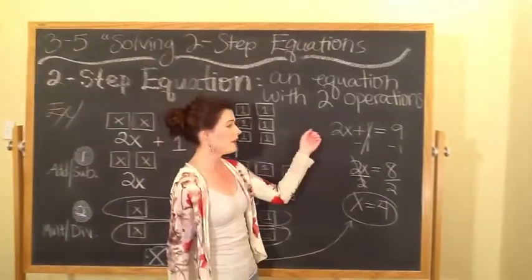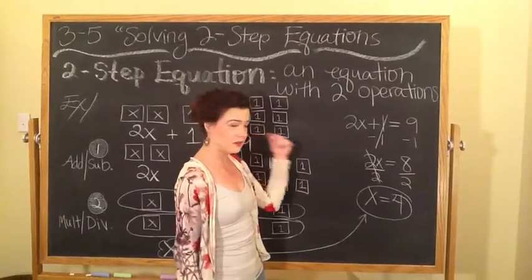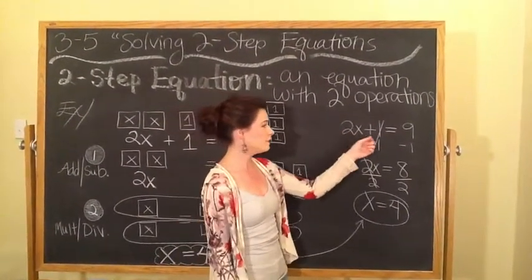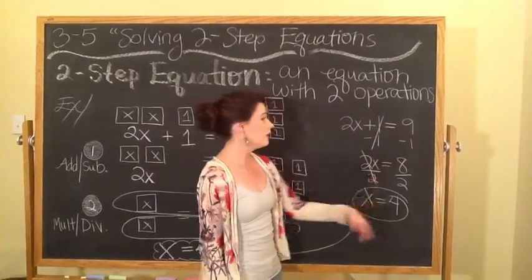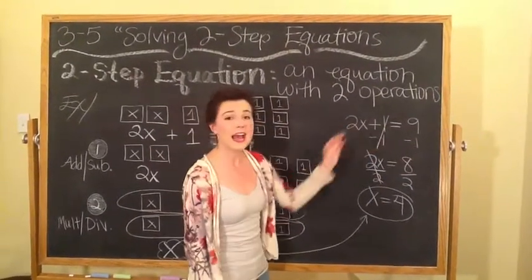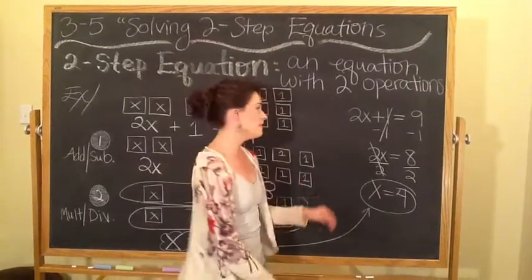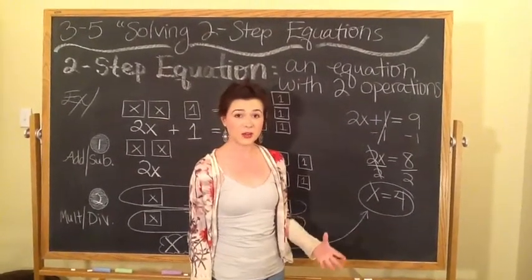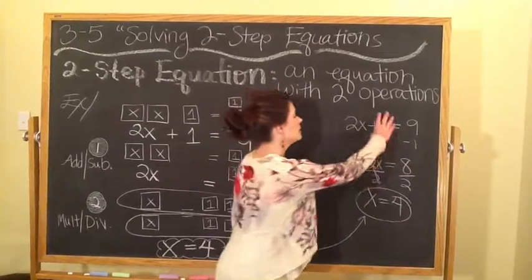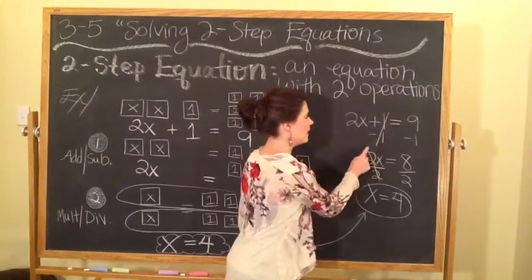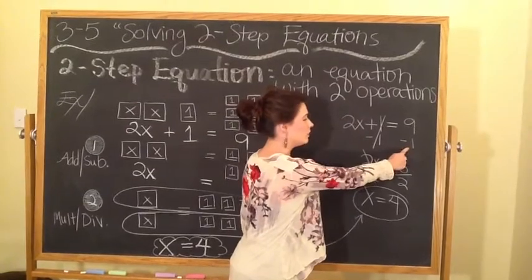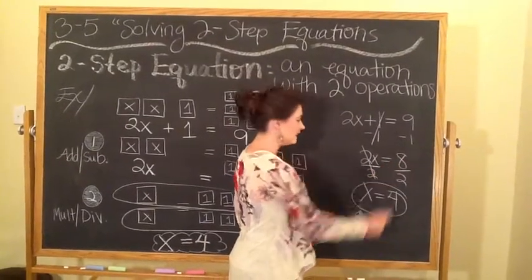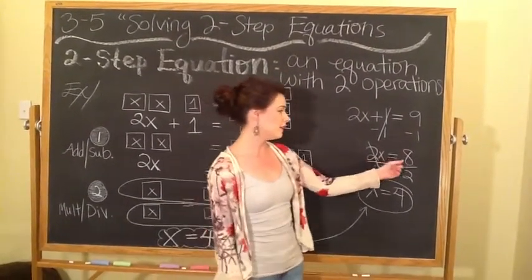Over here is exactly what we just did. We have the equation 2x plus 1 equals 9. The first step is to add or subtract, just like before. Since we're adding 1, I want to do the inverse of adding, so I'm going to take away 1 from both sides. Taking away 1 from over here cancels that out, and taking away 1 from over here, we're left with 8. So now we have 2x equals 8.